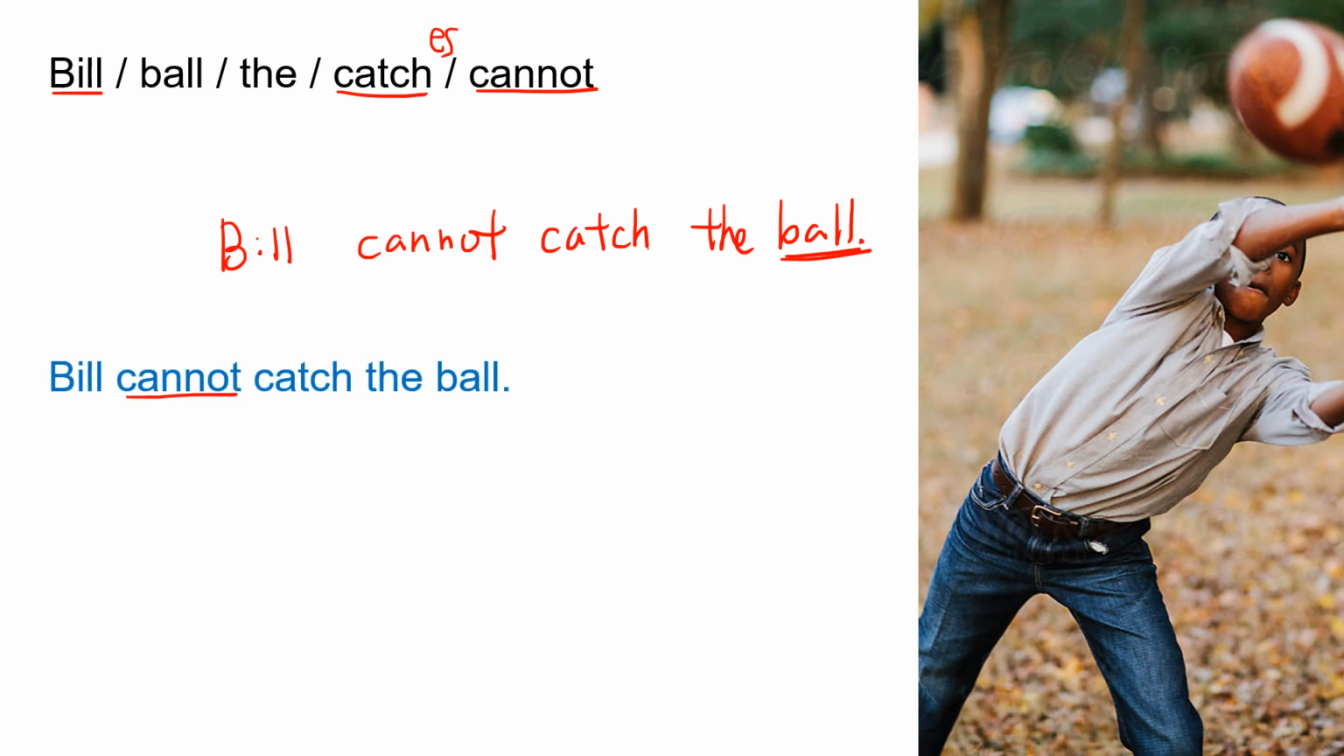Here, cannot. When you read this, it's going to be can not. But when you put this together, the syllable becomes like this. It's more like cannot, cannot, cannot. Instead of saying can not, say cannot. Bill cannot catch the ball.